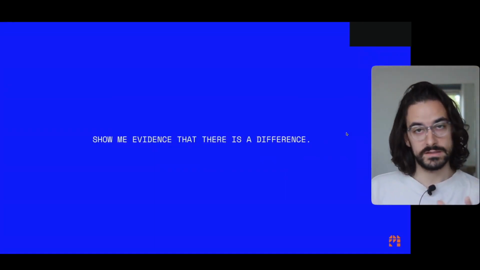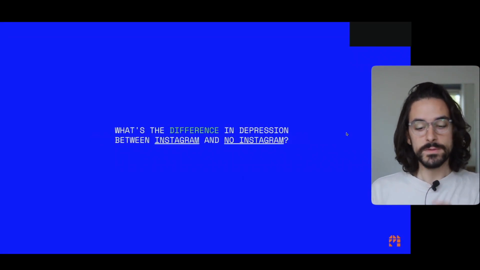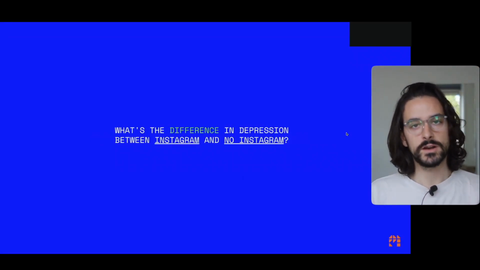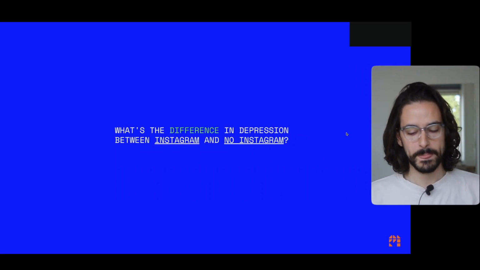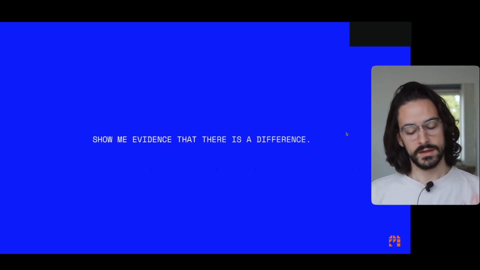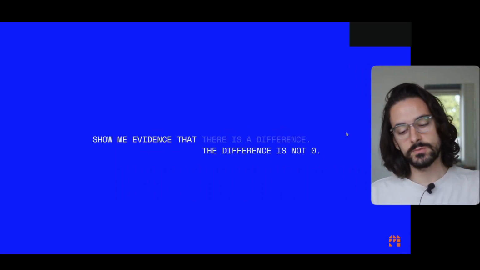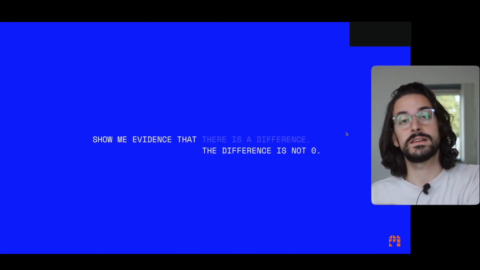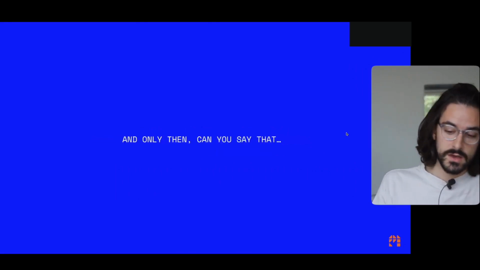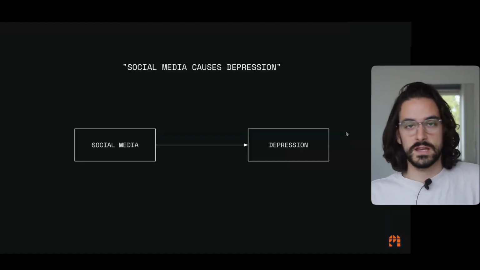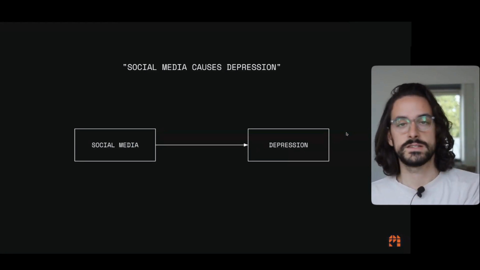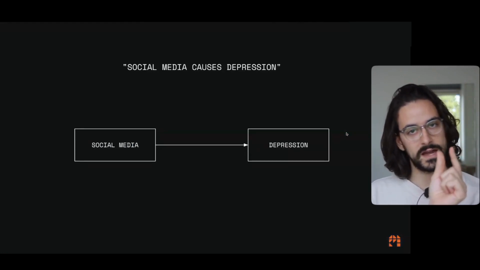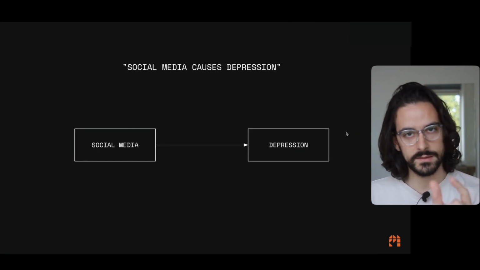So show me evidence that there is a difference, because maybe there's no difference. Maybe the difference is 0. Maybe everyone's depressed, right? So show me evidence that there is a difference, and that this difference is not 0. Only then can you say that social media causes depression, once we see that the difference is not 0. So it's this science skepticism of checking if things are 0.